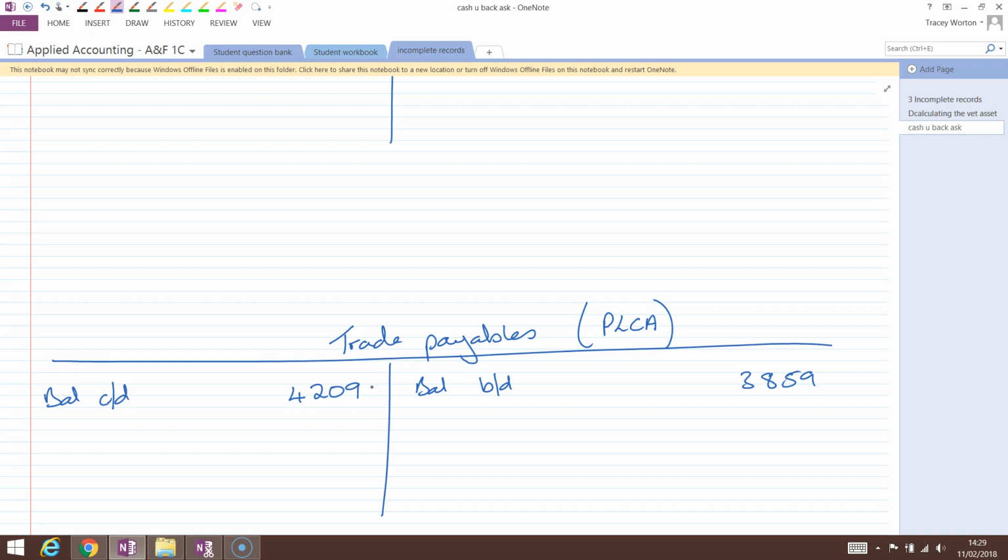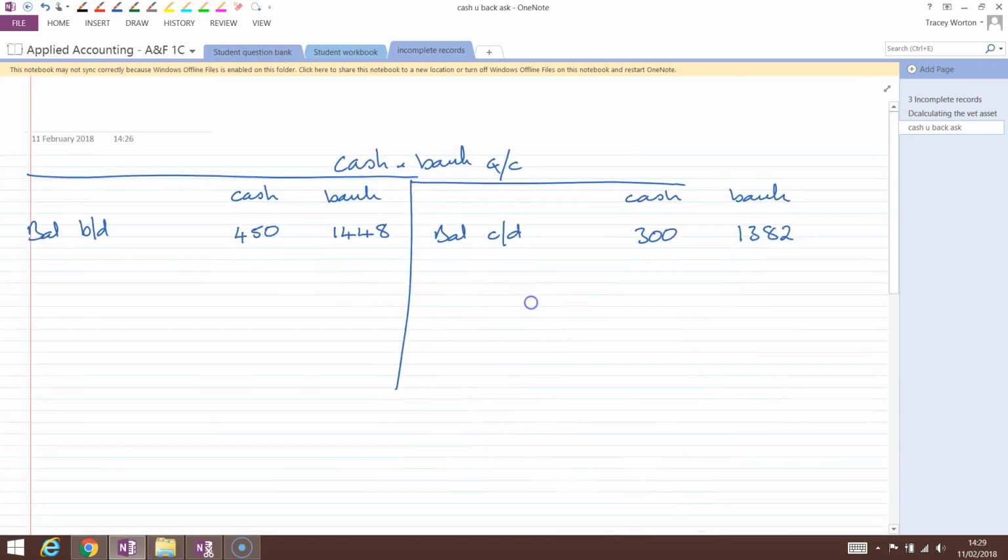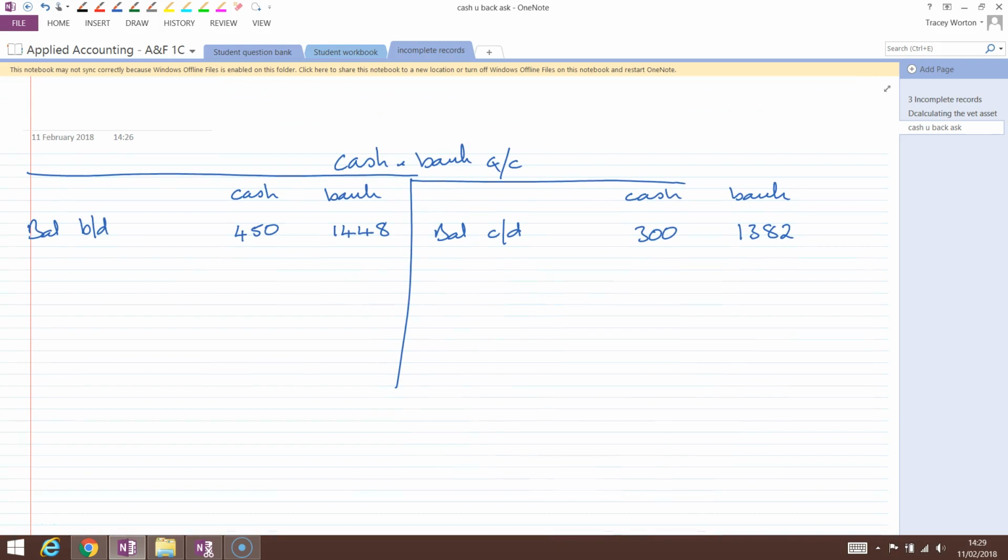So first of all, we've got the information from the question that tells us about what went through the bank account and the cash account. So if we go back to our bank and cash, we know that she paid some money to our trade payables from the actual bank account, so that would reduce the bank account, so it would be a credit entry. So entry to payables of 48,906.